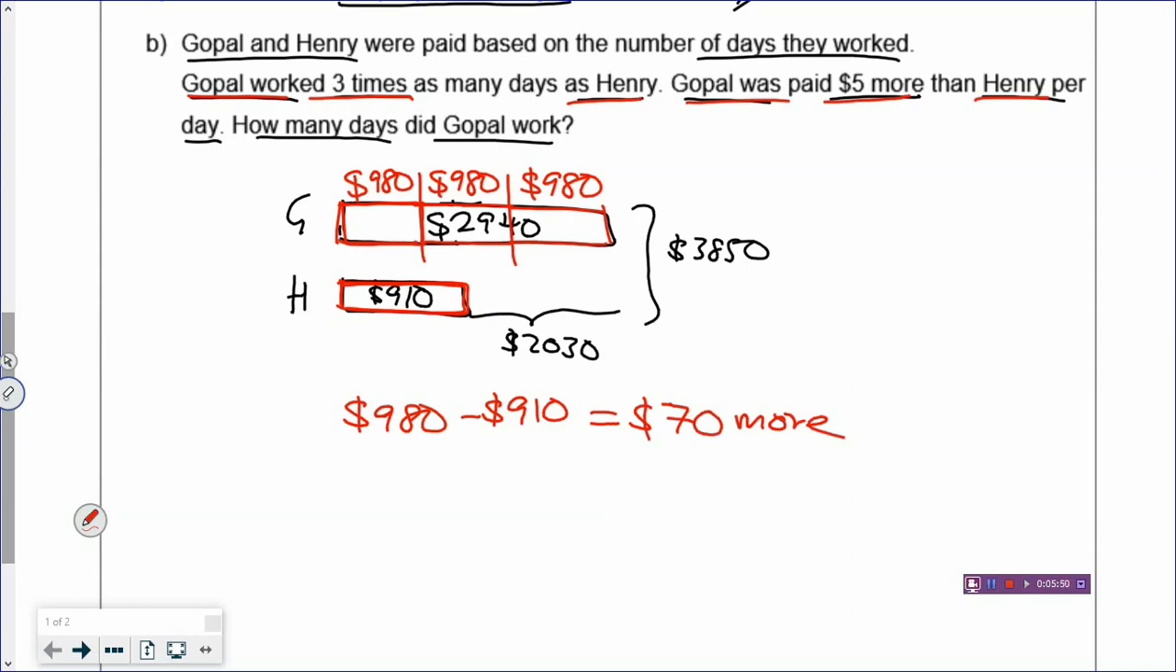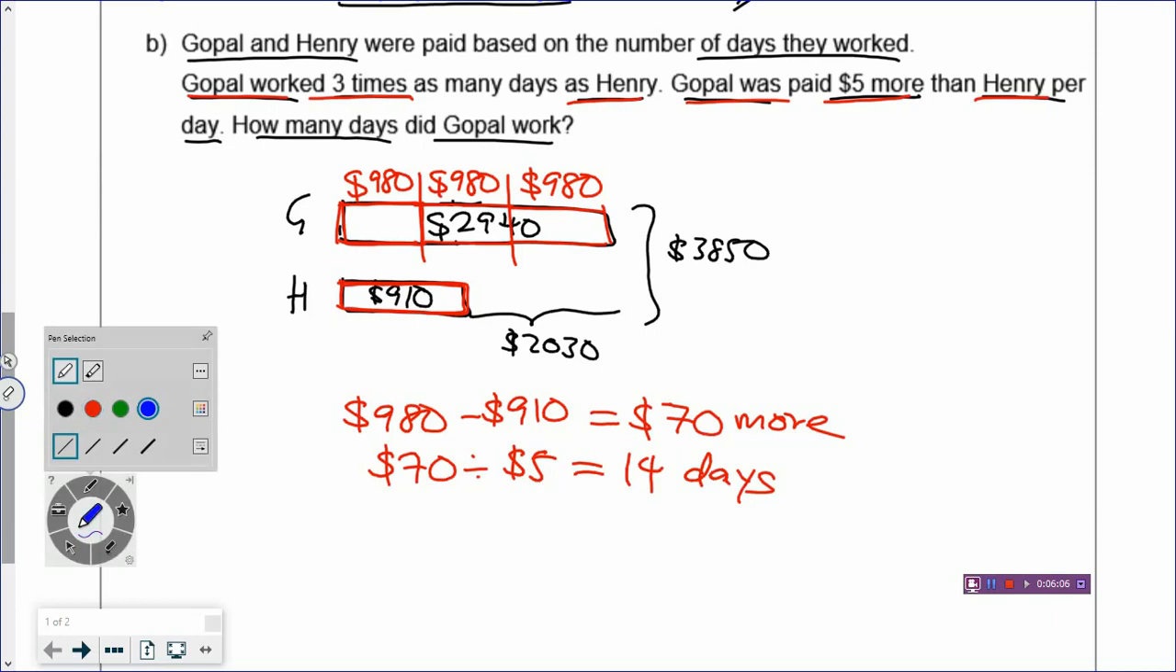So you take $70 and you divide by 1 day. Gopal was paid $5 more, which is 1 day, right? And that will give you 14. And what is 14? It means 14 days. Alright, so once you know that one group is 14 days, then this is one group, 14. Henry also has one group, which is one time, right?